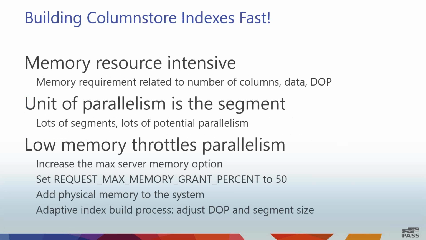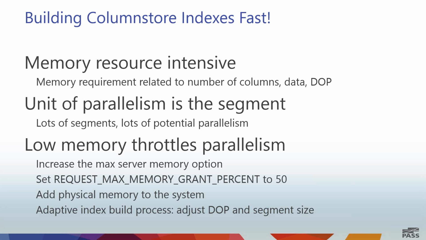So building clustered column stores or column store indexing is very memory resource intensive. As you can imagine, all those rows have to be in memory, then we break them out into segments, and then we compress them. That unit of parallelism is the segment, so the more segments you have, that is the more columns you have, then you have lots of potential parallelism.